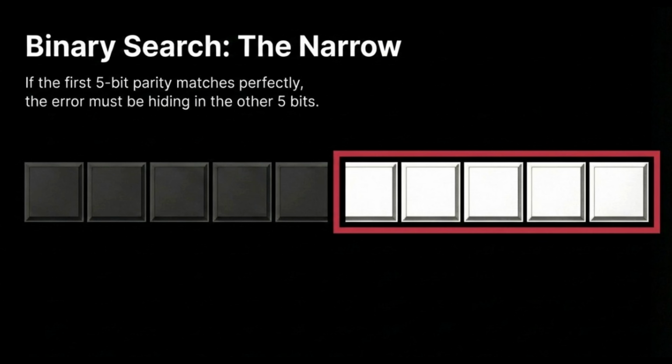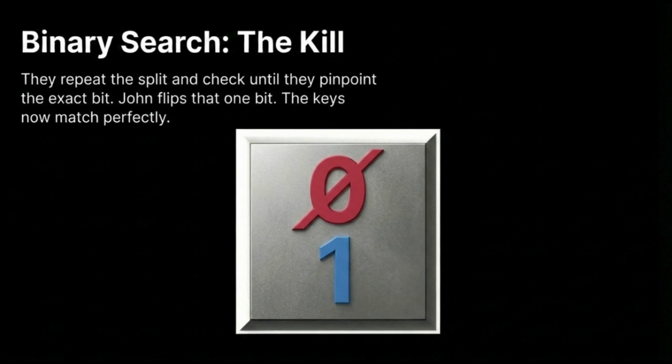We have narrowed the search to just 5 bits. Let's move to the final stage of the hunt, pinpointing the exact bit and executing the kill. We have reached the end game of the error correction process, the kill. After a series of rapid splits and parity checks, Jennifer and John have successfully zoomed in through the noise. They have narrowed the search area down from a large block to the single specific bit that caused the mismatch.